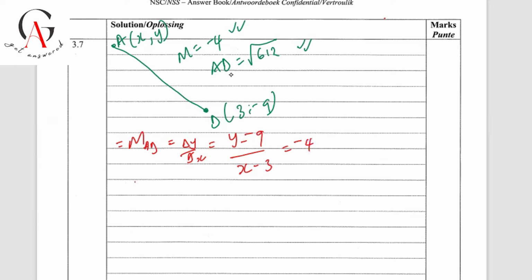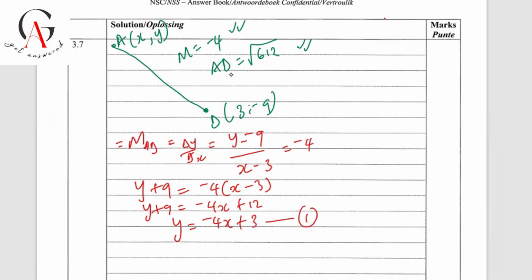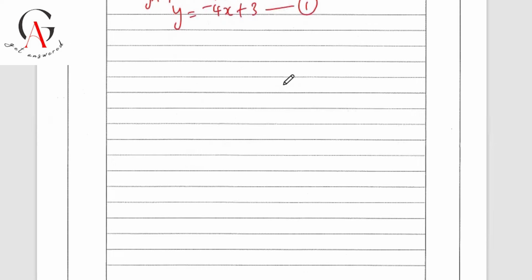You can cross multiply. So Y plus 9 is going to be -4 into X minus 3. We open that up, -4X. That's going to be a plus 12. Let's move the 9 that side. So Y is -4X plus 3. Let me call that equation number 1.